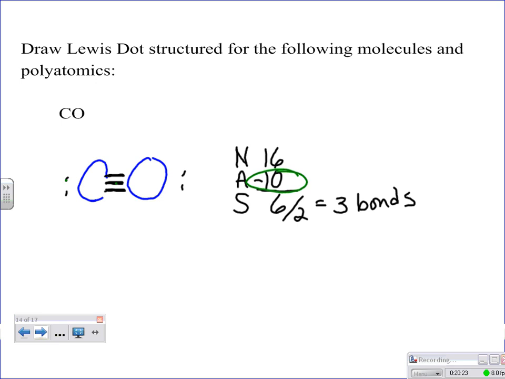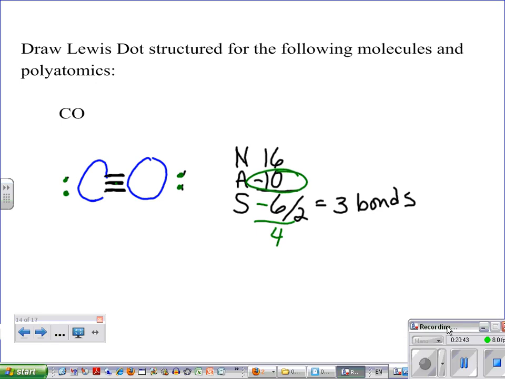So I added it all up, 2, 4, 6, 8, 10, and it equals the available. So that should always be the case here. Also, another way that you can do this is if you subtract this. If you said 10 minus 6, you get 4. That tells you how many lone pairs, or actually lone electrons, that you have in that case.